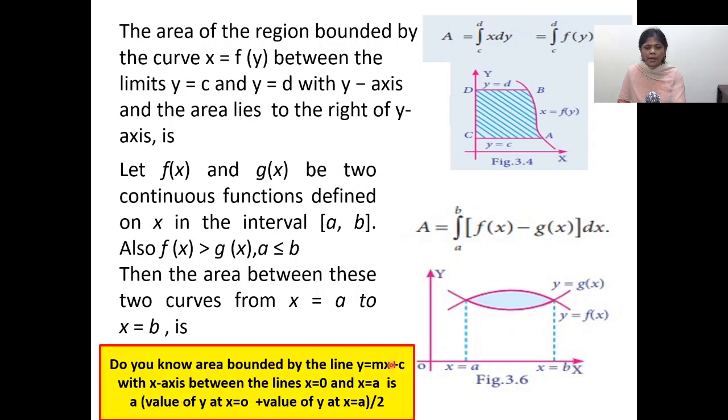Do you know what is the area under the line y equal to mx plus c with the x-axis between the lines x equal to 0 and x equal to a? It comes out to be, so the total length or base will be a minus 0, times the value of y at x equal to 0 plus the value of y at the last point, that is a, divided by 2.